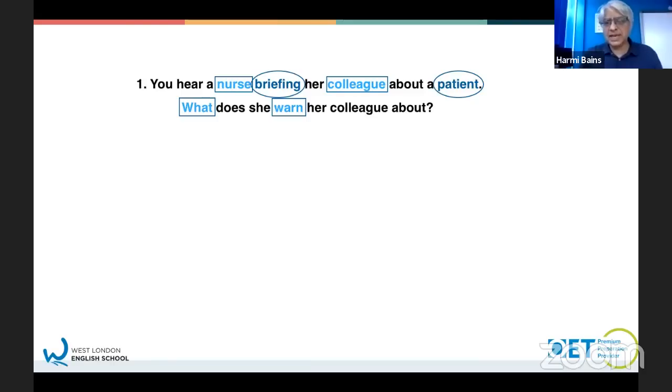Because you'll see that something that happens is we do get distracted by the answer options. And this is common also in reading as well. See if you can do this. We'll look at the tape script in a moment, but let's just give this a go. So I'm going to play the audio. Remember, we're listening to a nurse talking to her colleague, and we need to try and work out what she warns her colleague about. That's what we need to get.